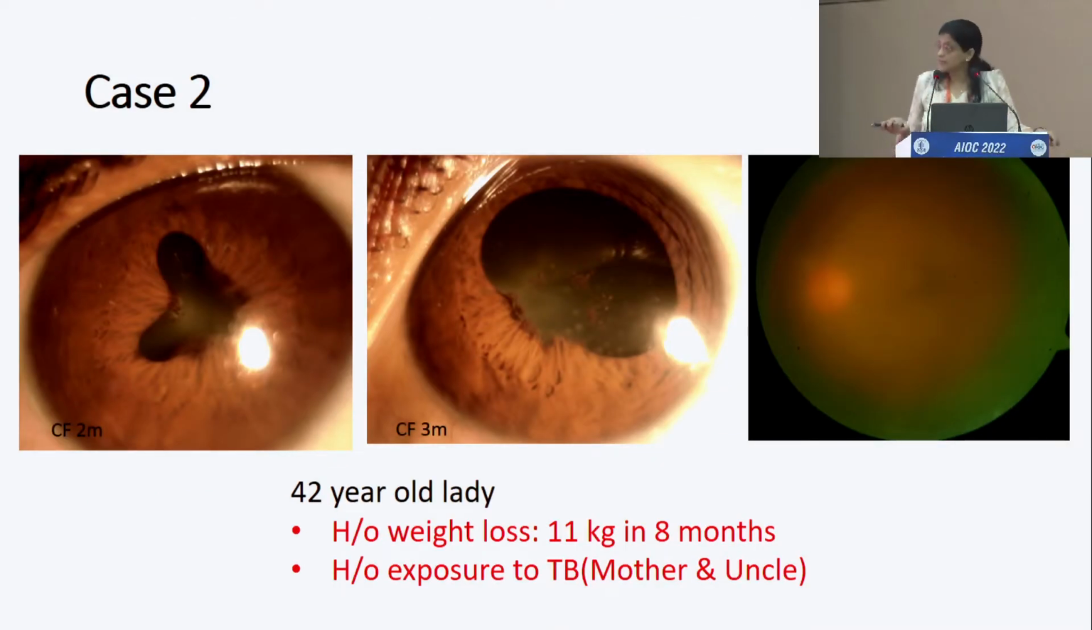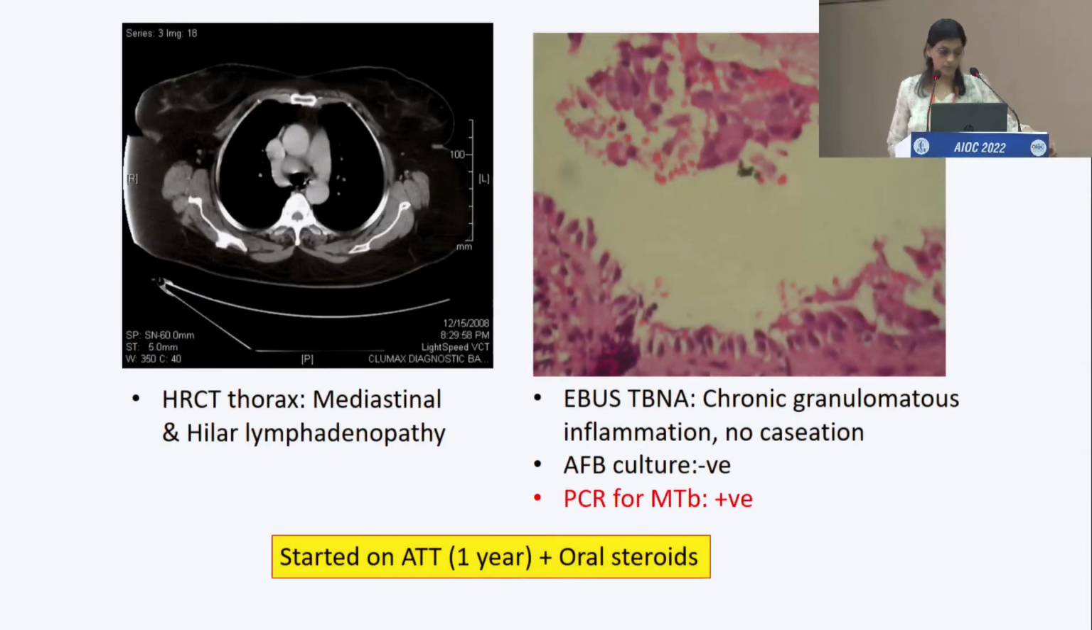Similarly, this is my second case, a 42-year-old lady. Again, there's a lot of contact history. She has constitutional symptoms. Her mother and uncle who live with her had TB. So there was an exposure to tuberculosis. And HRCT did show mediastinal and hilar lymphadenopathy. Now, this was biopsied. Everything else was negative except the PCR for MTB had come positive.